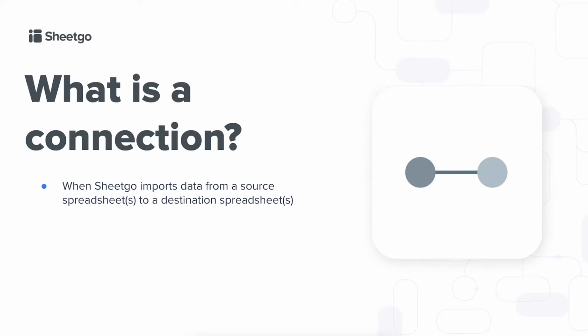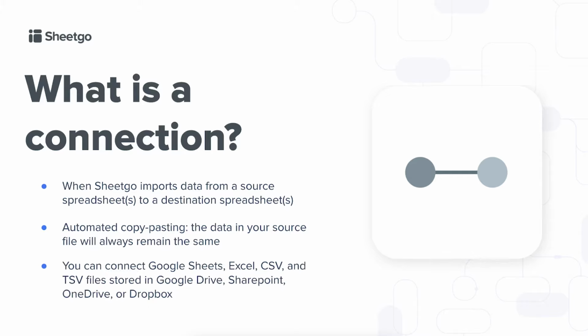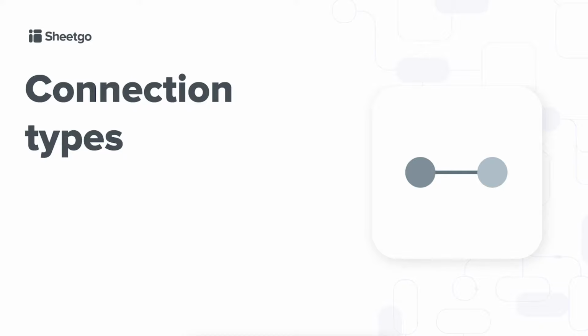A Sheetgo connection is created when you import data from a source spreadsheet to a destination spreadsheet. Sheetgo connections work a bit like automated copy pasting, so the data in your source file will always remain the same. You can connect Google Sheets, Excel, CSV and TSV files stored in either Google Drive, SharePoint, OneDrive or Dropbox. Now, what kind of connections can I create?